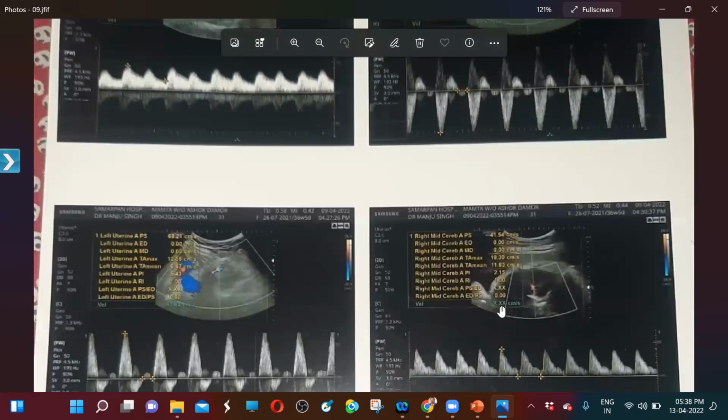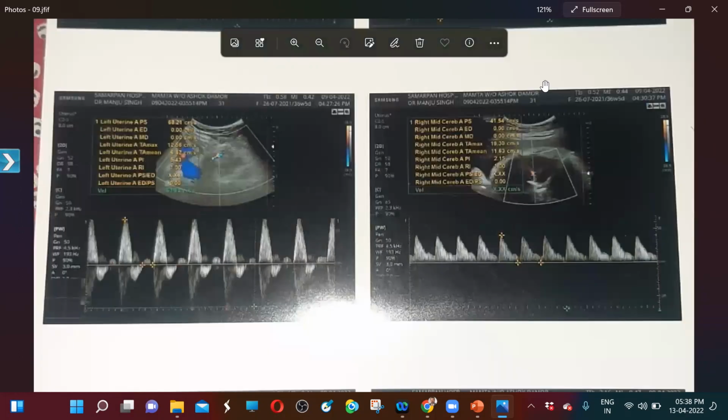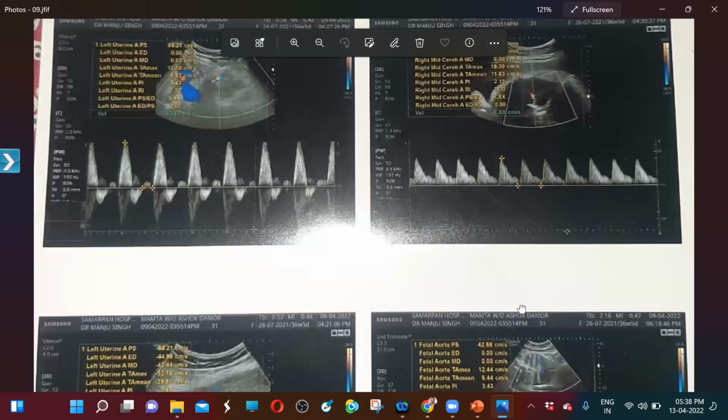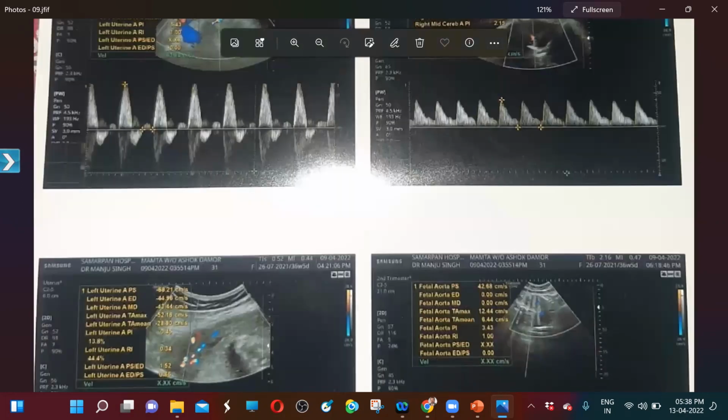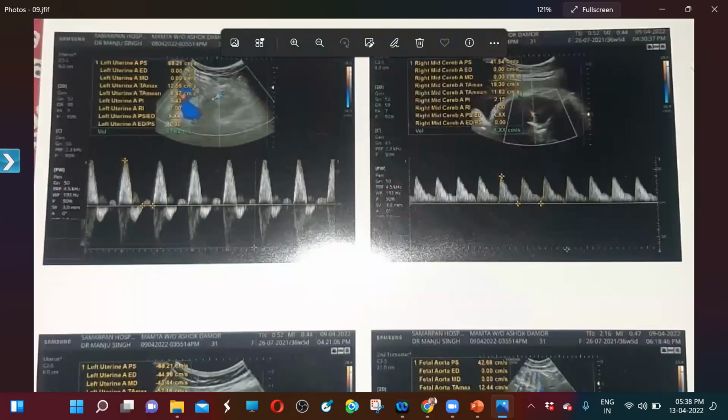Now let us see which vessel has been taken by this doctor. Left. So first of all, what I will say, this is not a complete scan. Why? Because I am not seeing any fetal aorta. I am not having any inferior vena cava over here. I am not having any umbilical vein. And I am not having a ductus venosus flow. Now, what to do with these flows only?